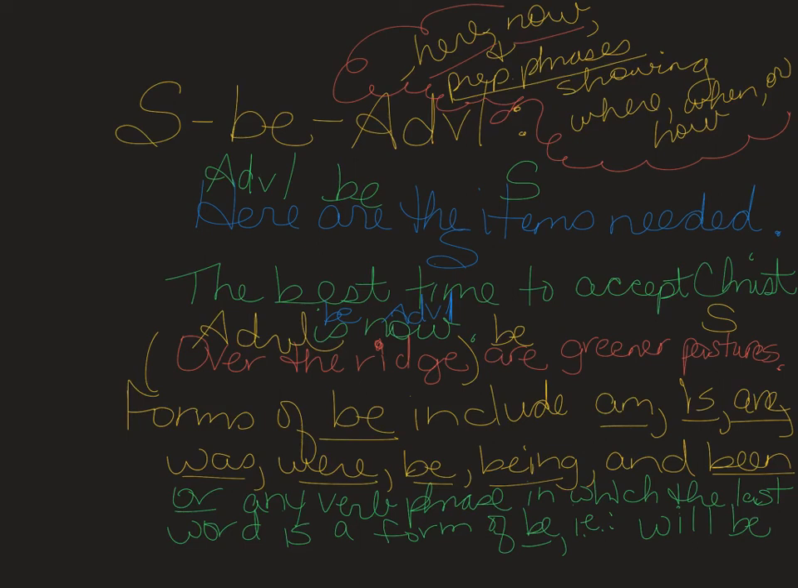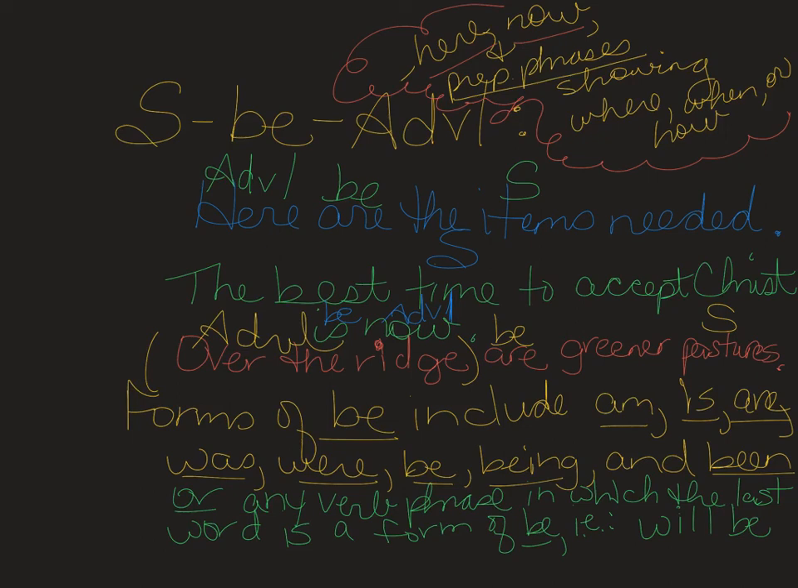Here are the items needed. What's your verb? Find your verb first here. Are is your verb. Who or what are here? Items. Items is your subject. But if you say the items needed are, you don't have a complete idea. So you must have something to complete it. The items needed are where? Here. Here is your ADVL. Are is your being verb. Items is your subject.